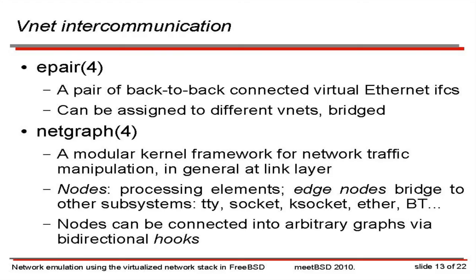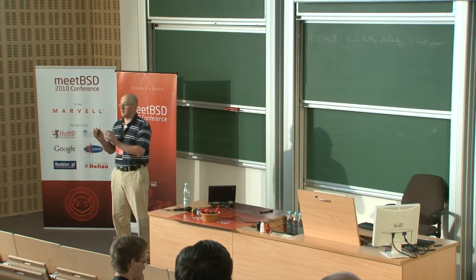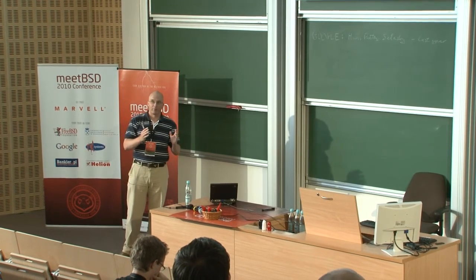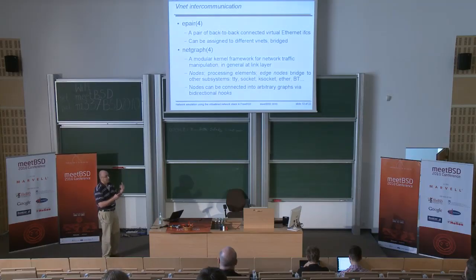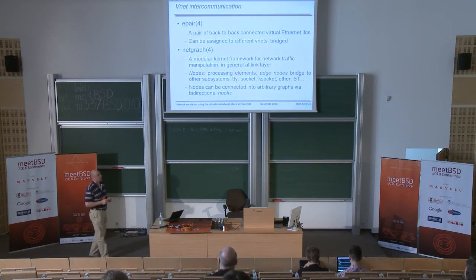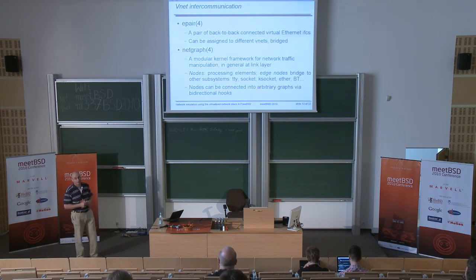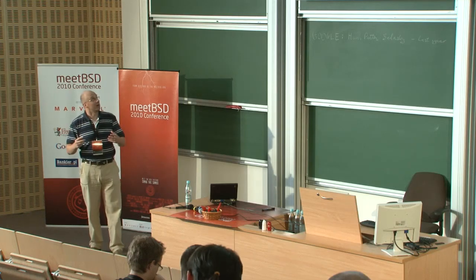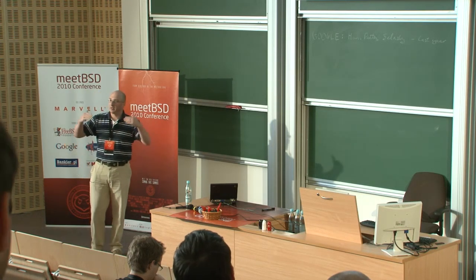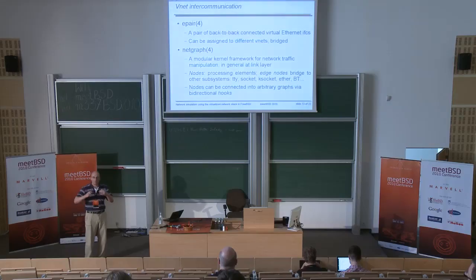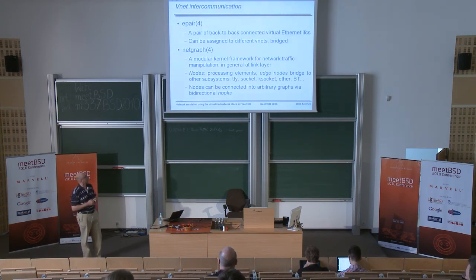So by definition, all those network stacks, as said, are isolated. So we need some way of providing network visibility and connectivity between those. One way is to use specially crafted virtual Ethernet interfaces, which Bjoern implemented, which are always created in pairs. So we can have a pair of back-to-back connected Ethernet interfaces that one can assign to one virtual network stack each, and then the packets can flow through it.